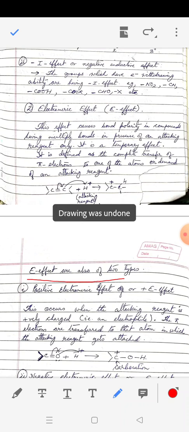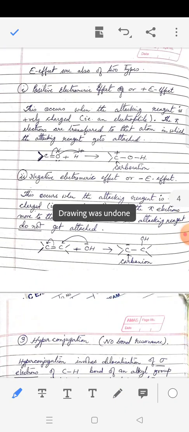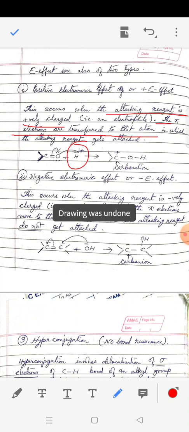The electromeric effect, which is also called the E effect, is of two types: positive electromeric effect and negative electromeric effect. Now what is the positive electromeric effect? This occurs when the attacking reagent is positively charged, say for example H plus, that is, an electrophile. The pi electrons are transferred to the atom to which the attacking reagent gets attached.